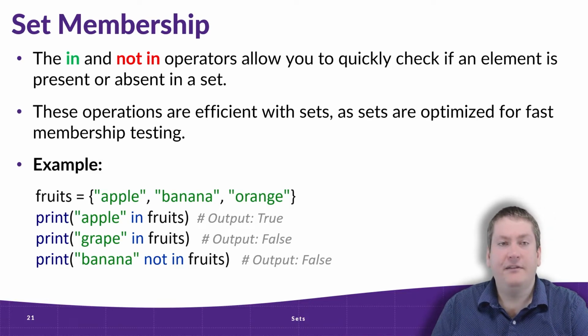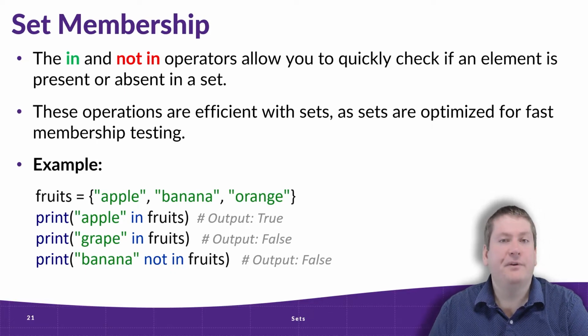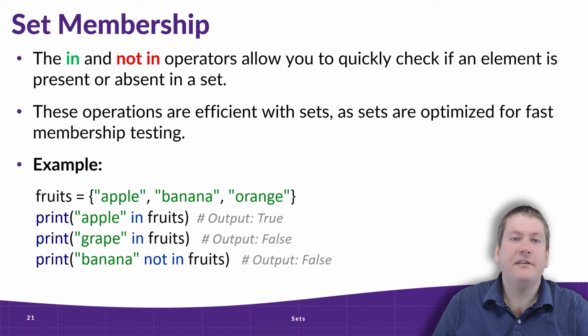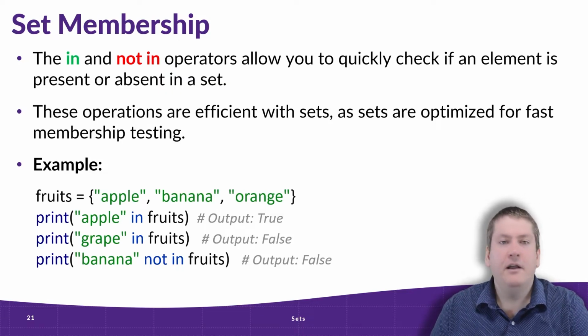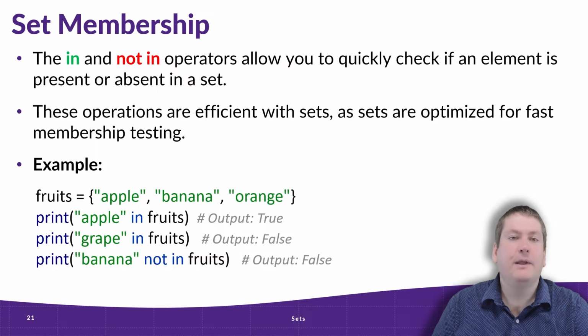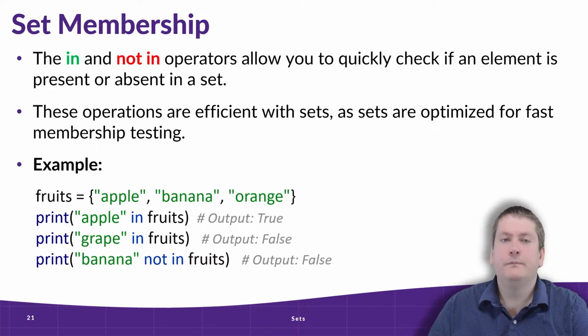The next line is checking if grape is in fruits. In this case, grape is not in the fruits set, so we get an output of false. The last line is using the not in operator, and is checking if banana is not in fruits. In this case, banana is in the fruits set, so that means we get a result of false.